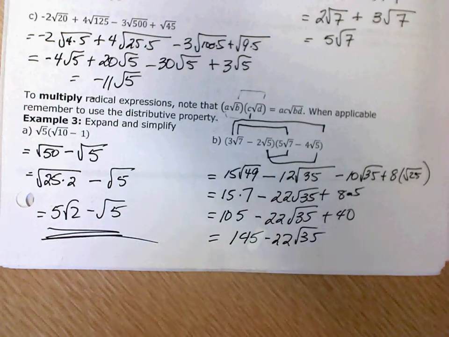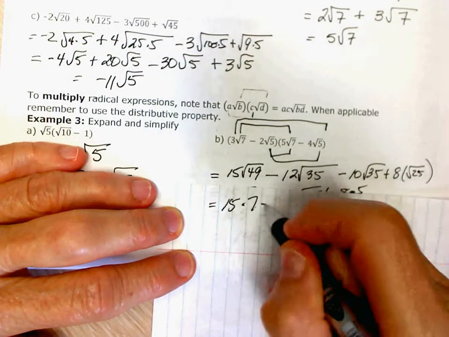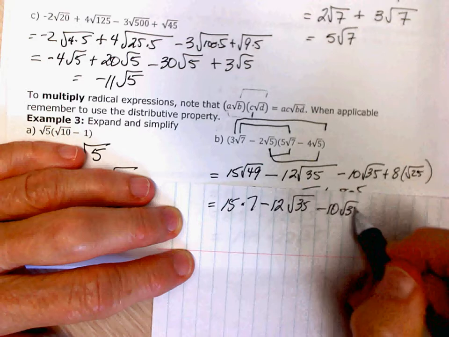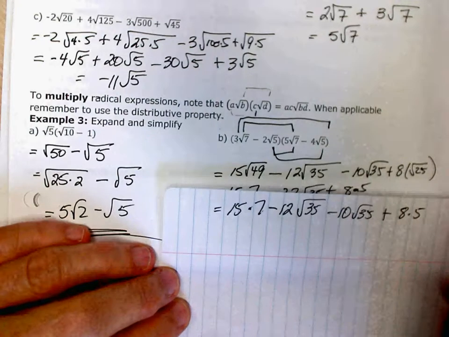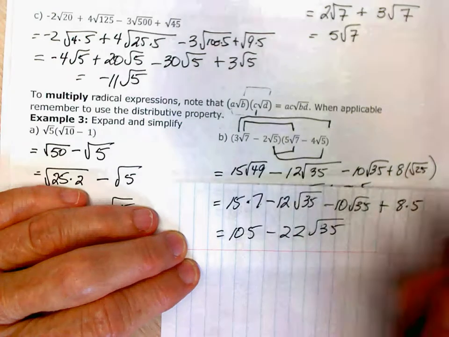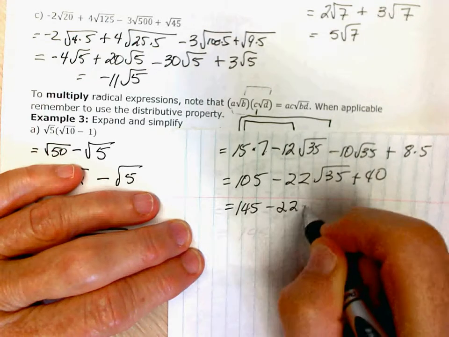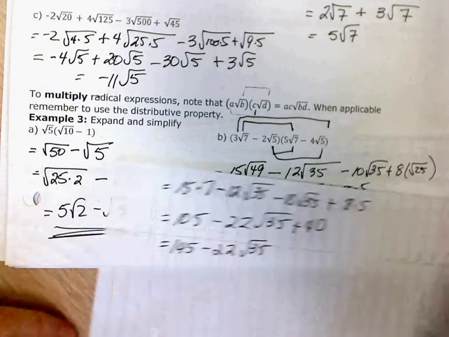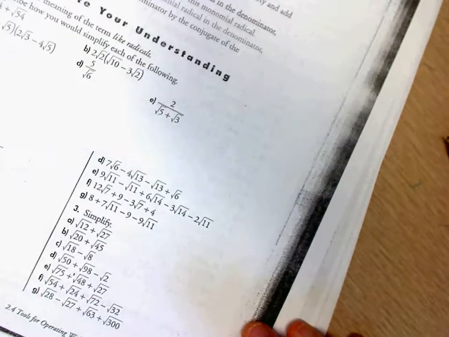Do you agree that root 49 is 7? And that's minus 12 root 35 minus 10 root 35. And the square root of 25 is 5. So that's 105 minus 22 root 35 plus 40. And that's 145 minus 22 root 35. Good? Is it okay?